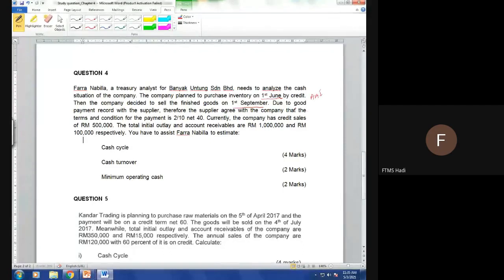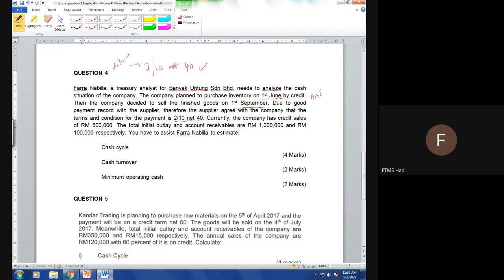Due to a good payment record, the supplier agrees that the payment terms are 2/10 net 40. Let me illustrate what 2/10 net 40 means. Please listen carefully to what I'm saying. 2/10 net 40 means this company is given 40 days to settle the liabilities, the credit. If they pay 10 days earlier, they will get a 2% discount. So this is the discount.